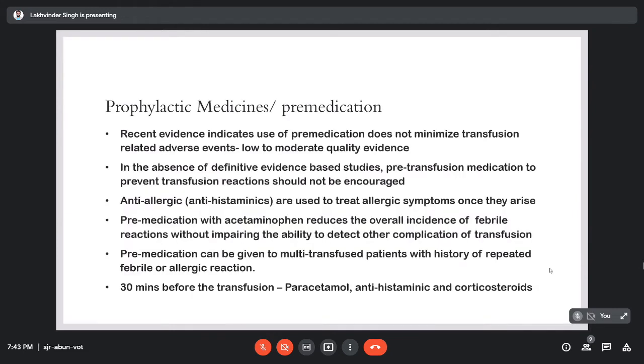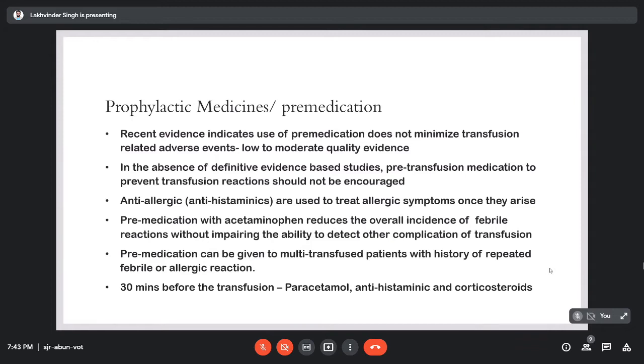Next point which we have to consider is whether we have to give prophylactic medicines, pre-medication, or not. There has been a practice that a patient who has a febrile reaction or allergic reaction, or who wants transfusion, they pre-medicate the patient with antihistaminics and some anti-febrile drugs like paracetamol or acetaminophen. That should not be practiced in general because recent evidence indicates use of pre-medication does not minimize transfusion-related adverse events. However, the quality of evidence is low to moderate, but it's there.